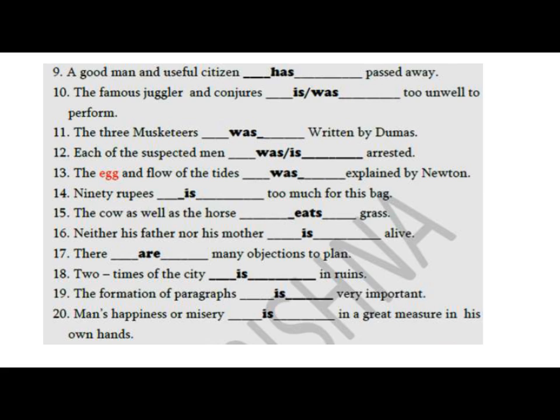The Three Musketeers was written by Dumas. Each of the suspected men was arrested. The ebb and flow of the tides was explained by Newton. 90 rupees is too much for this bag. The cow as well as the horse eats grass. Neither his father nor his mother is alive. There are many objections to the plan. 2 thirds of the city is in ruins. The formation of paragraphs is very important. Man's happiness or misery is in a great measure in his own hands.